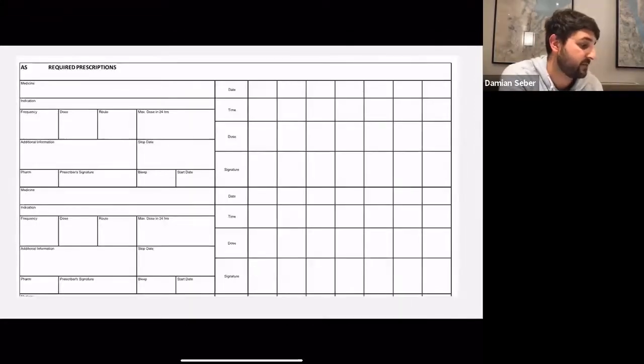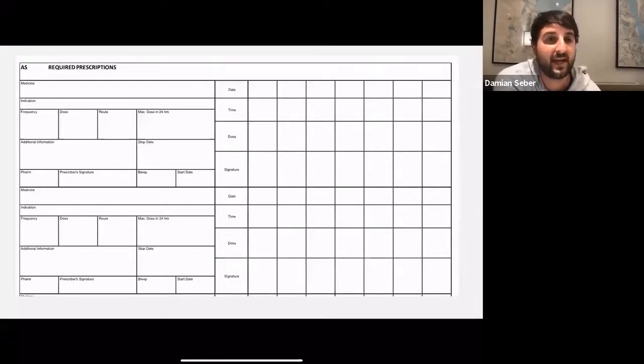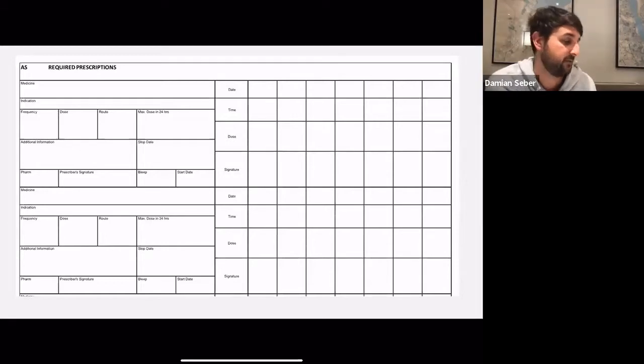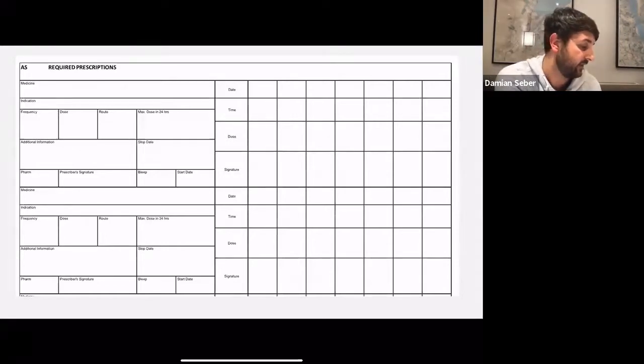So as required prescriptions are your PRNs. So it's usually your salbutamol inhalers or other inhalers, your paracetamol and things like that. And I'll show you some examples of those later.